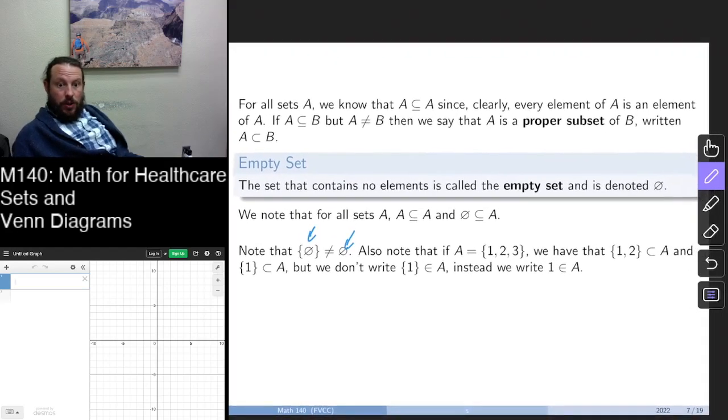Also note that if A equals {1, 2, 3}, we have that the set containing 1, 2 is a proper subset of A. The set containing 1 is a subset of A, but we don't write the set {1} is an element of A. We write 1 without the braces as an element of A.